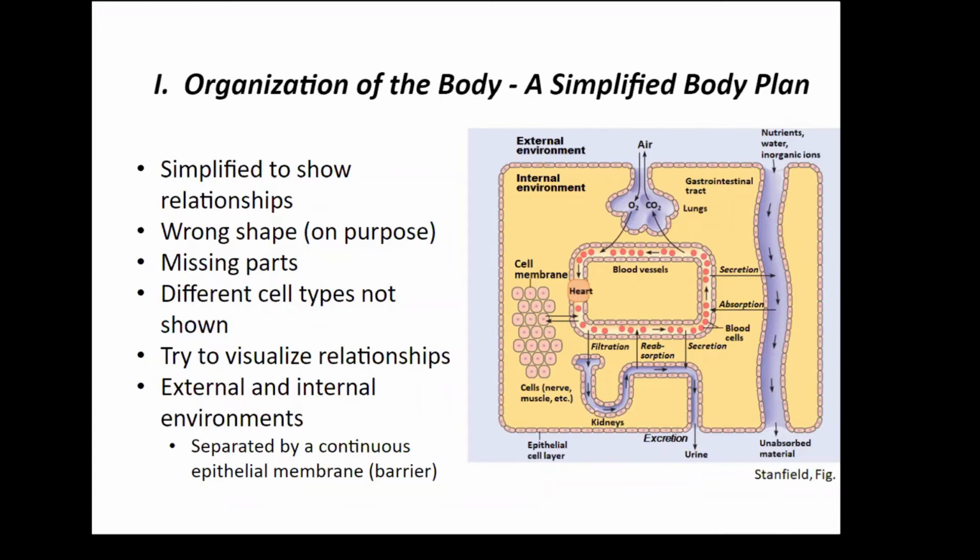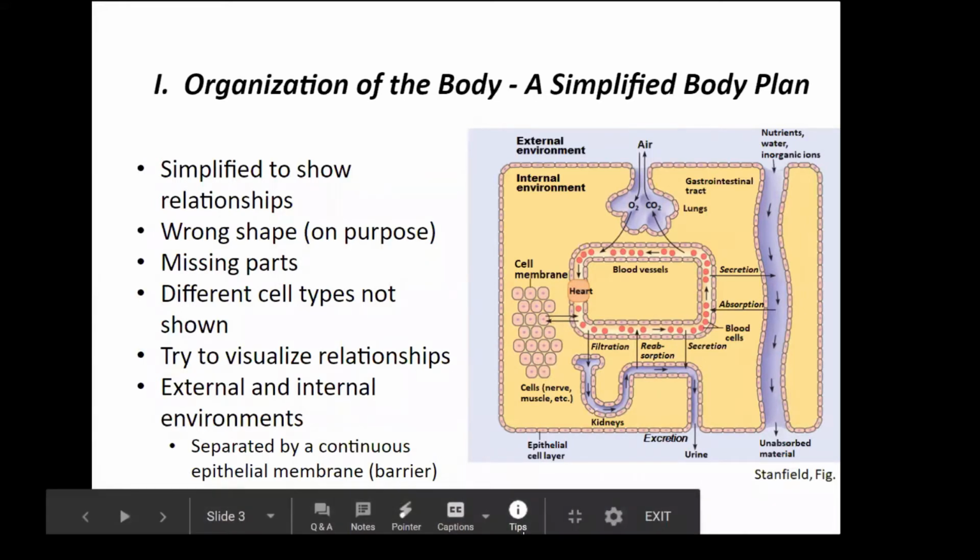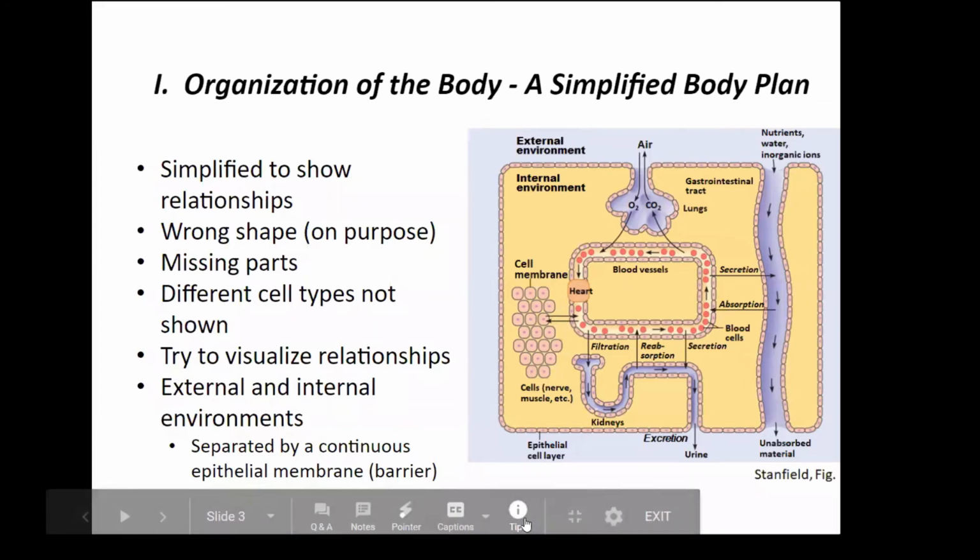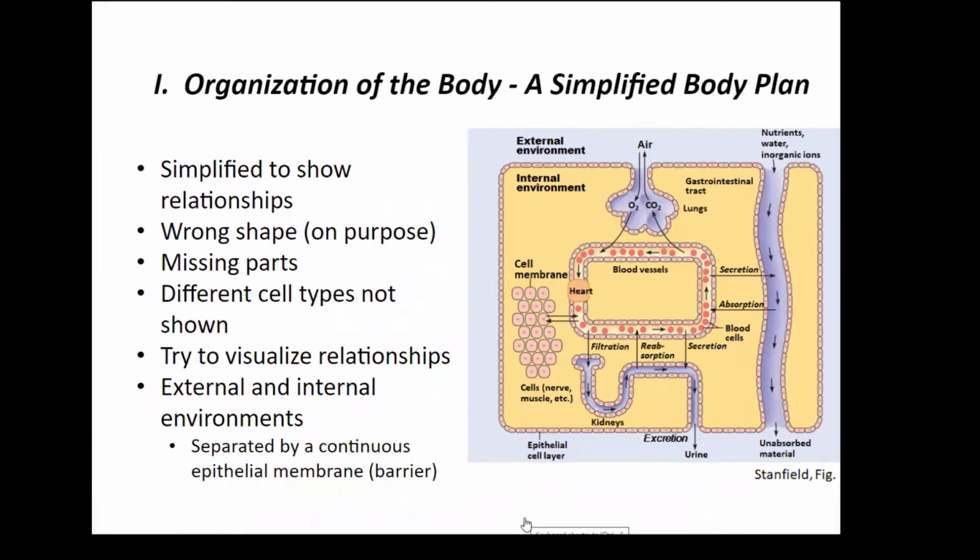So this is a really simplified body plan. You can see it's basically just a square. A human being is not a square, but that's okay. That's actually helpful because it doesn't overwhelm us. So it's missing a lot of parts. It doesn't have all the different cell types because they're going to be functioning pretty similarly in terms of maintaining homeostasis. We're just trying to visualize some really key relationships about how things get into the body and how things get out of the body.